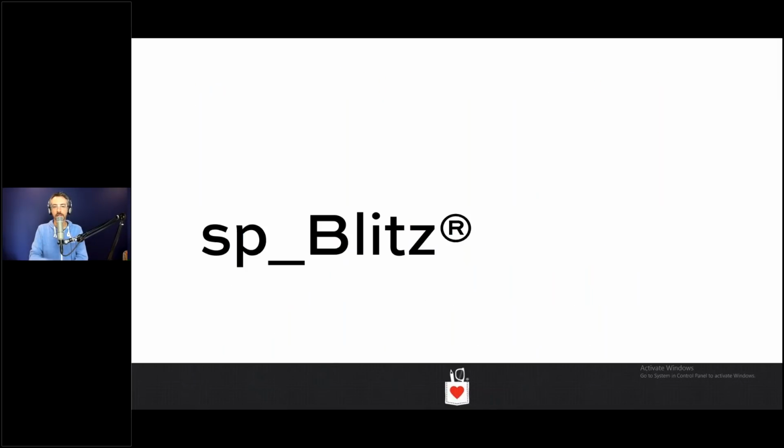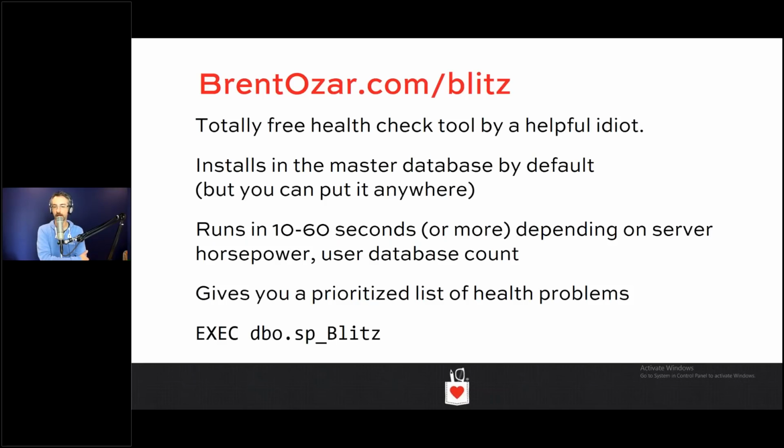And then finally, there's the last thing that I'm going to use. And this isn't really an emergency tool. This is a general health check tool. SP Blitz tells you why you will get fired. Priority levels 1 through 50 on SP Blitz are the reasons why people lose their jobs. And it really is that simple.